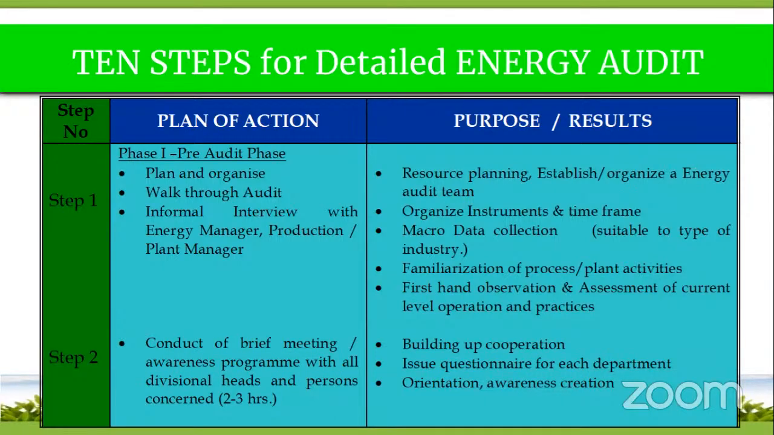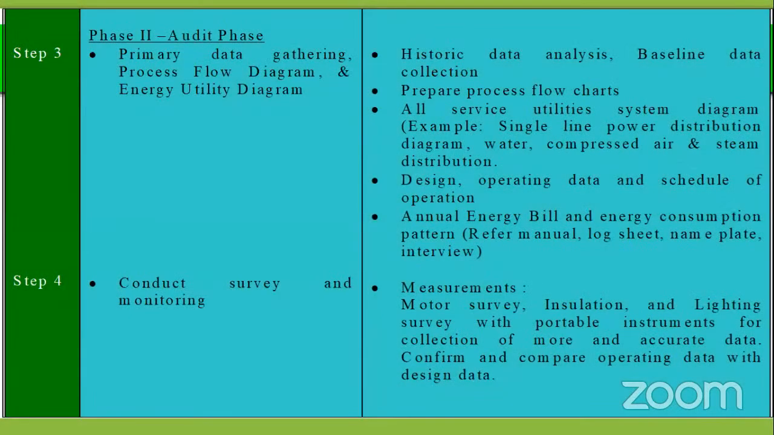These are the two steps. Okay, so what about the third step? Audit phase: primary data gathering, process flow diagram, and energy utility diagram. Historic data analysis, baseline data collection, prepare process flow chart, all service utilities systems diagram. Example: single line diagram, power distribution, water distribution, compressed air distribution, and steam distribution lines are to be made visible, and put up on paper or in a file. Design operating data and schedule of the operation, annual energy bill and energy consumption pattern.